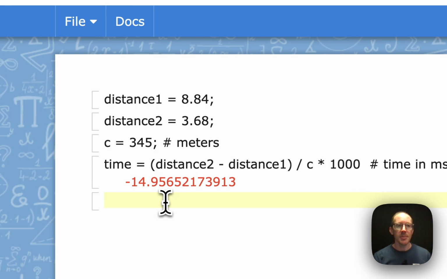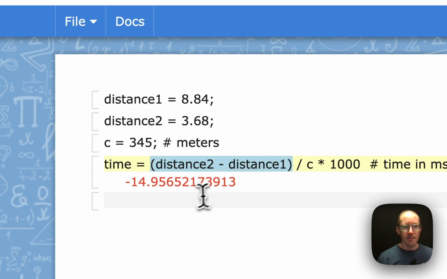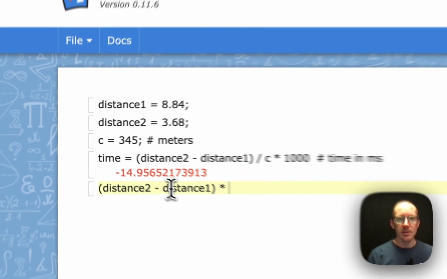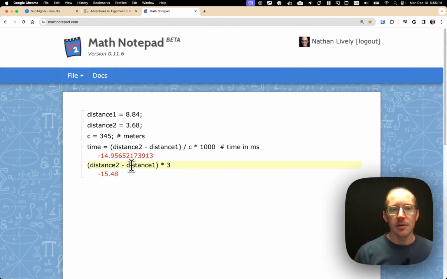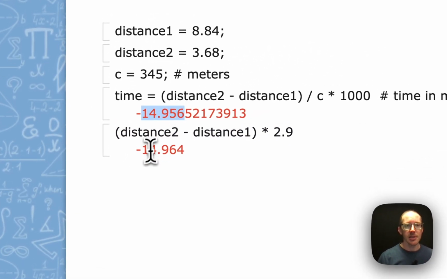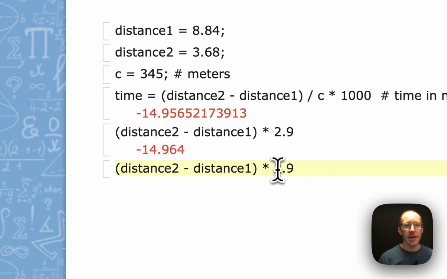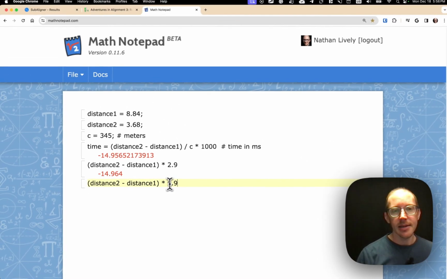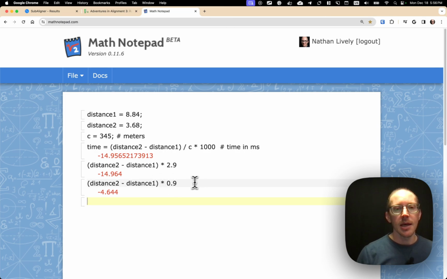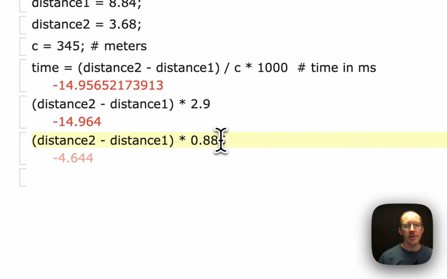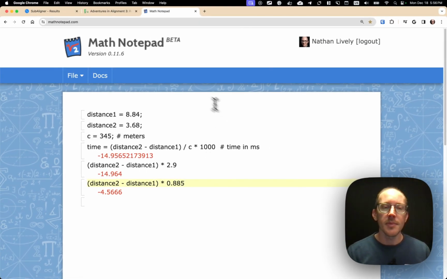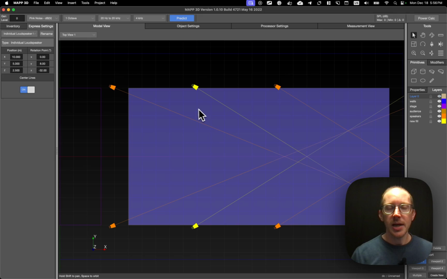You could also do something a little bit dirtier, which would be this same value times three, right? That's pretty close. 2.9 is probably closer. There we go. Very close, actually. We can do something similar for feet, where this is not going to be the same numbers, but we just multiply by either 0.9 if it were feet, or 0.885 is a little bit more accurate. So there you have some options.